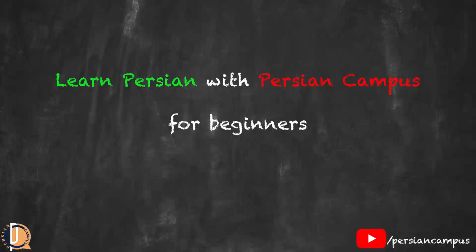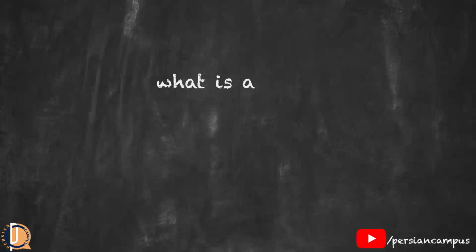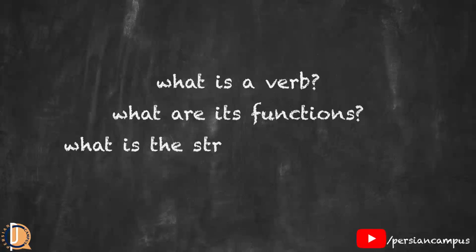In the last lesson, you learned how to conjugate the two verbs بودن and داشتن. In this lesson, we will understand what a verb is, what its functions are, and what the structure of a verb is.